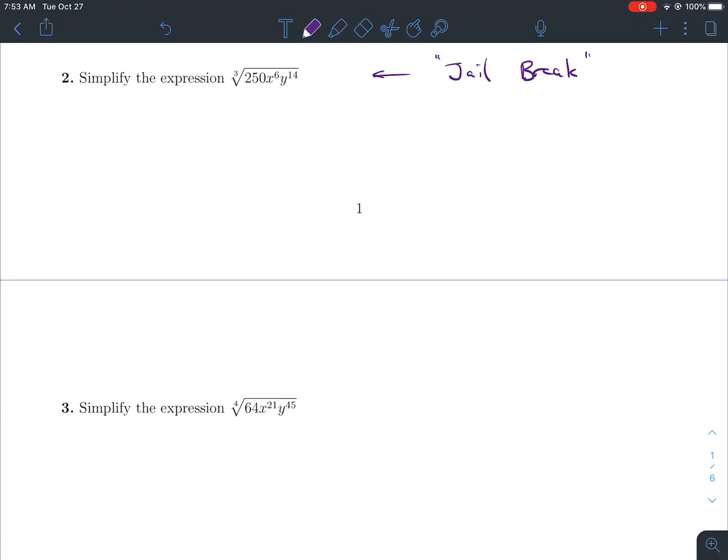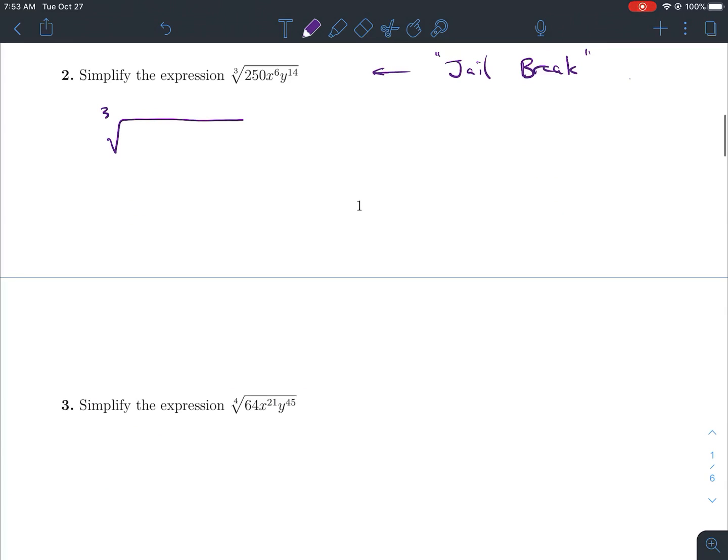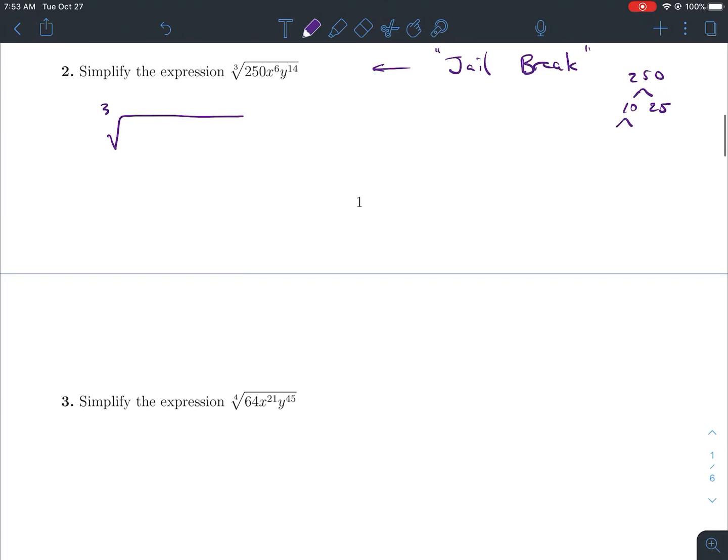All right. So cube root of this. The first thing I need to do is break down the 250. It's an even number. It's also a multiple of 10 because it ends in 0, so it'll be 10 times 25. Breaking down each of those a little further, 5 times 2 is 10, and 5 times 5 is 25. None of these numbers, 5 nor 2, can be broken down any further. So we have 5 times 5 times 5 times 2.